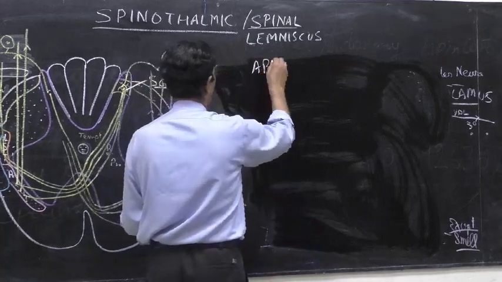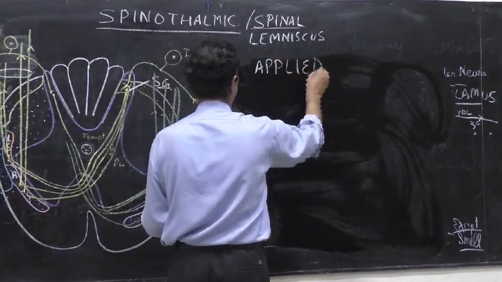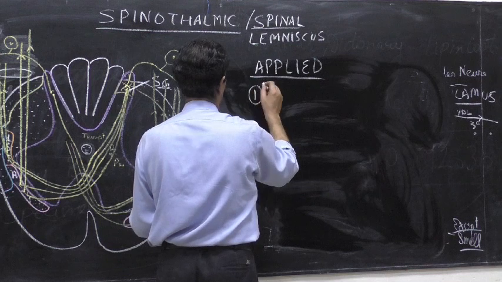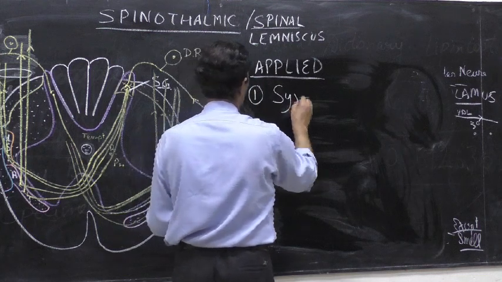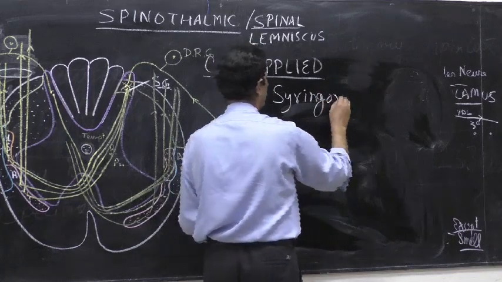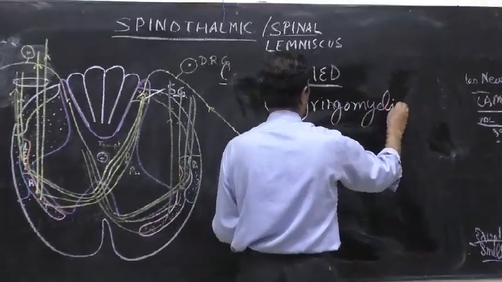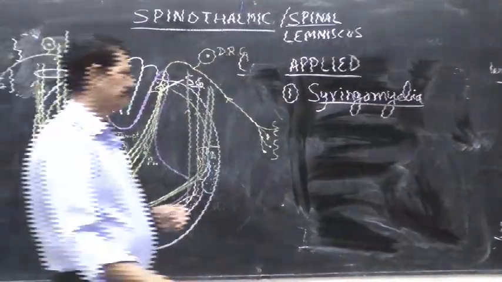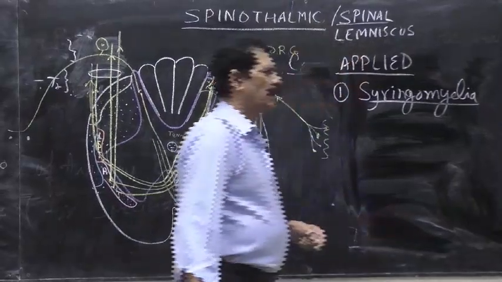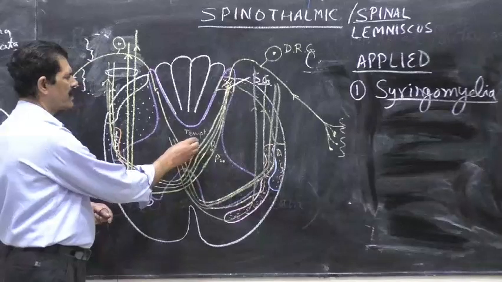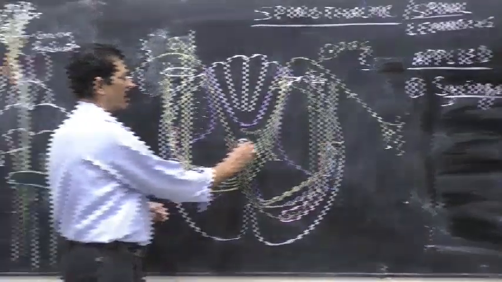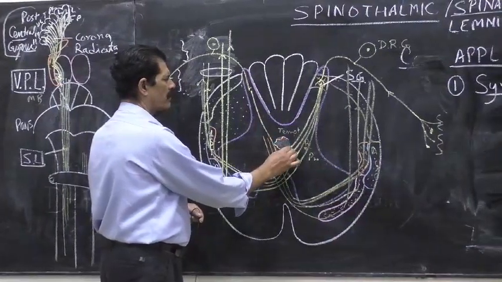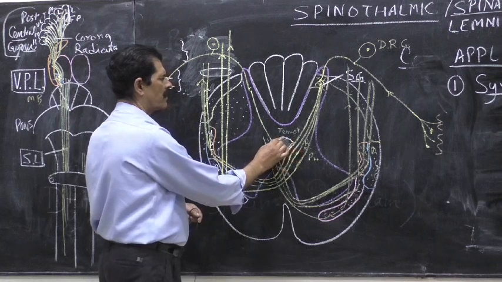In the applied anatomy, is the Syringomyelia. So Syringomyelia is a disease in which there is a destruction of the central canal of the spinal cord. The spinal cord's central canal is destroyed due to some disease. It may be congenital.